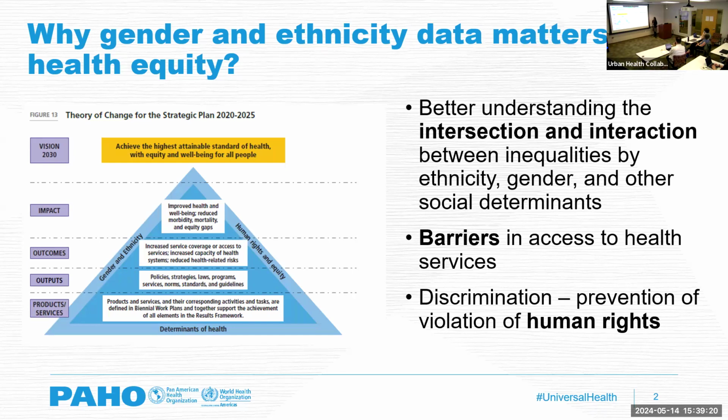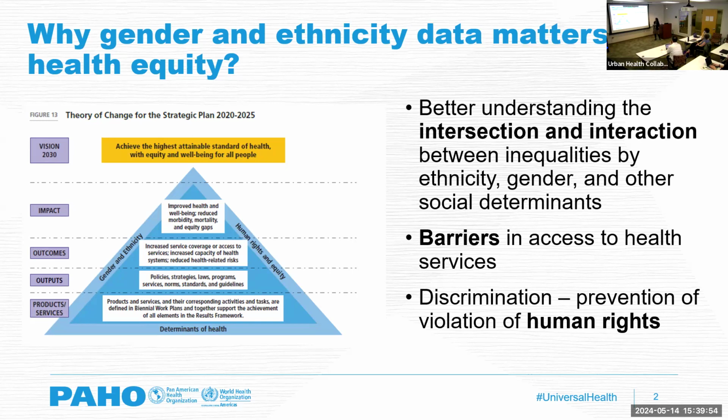My position is at the unit of gender equity, cultural diversity, and human rights. This position was opened a year ago, and I see now the importance of what they were trying to mandate to my position. The first day I sat down at my desk, a lot of people came saying, we need disaggregated data. It seems that was the main thing: to better depict with data the intersection and interaction between inequalities by ethnicity, gender, and other social determinants.